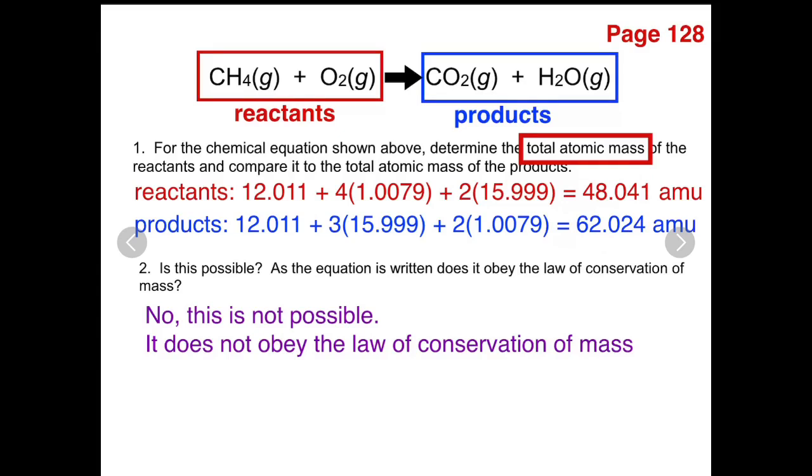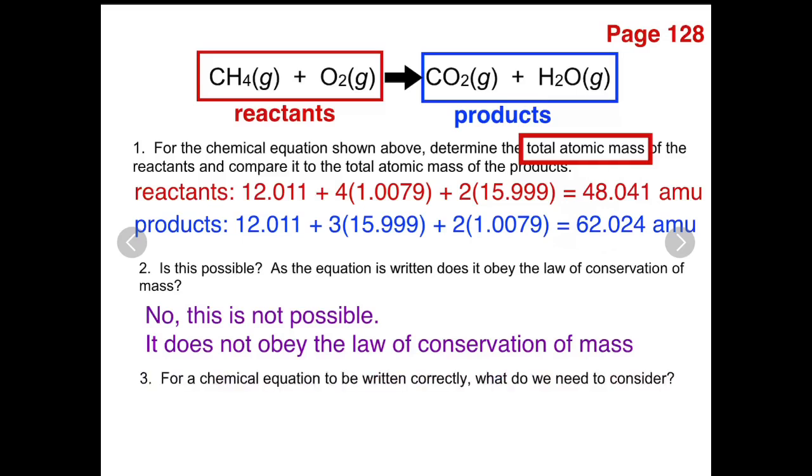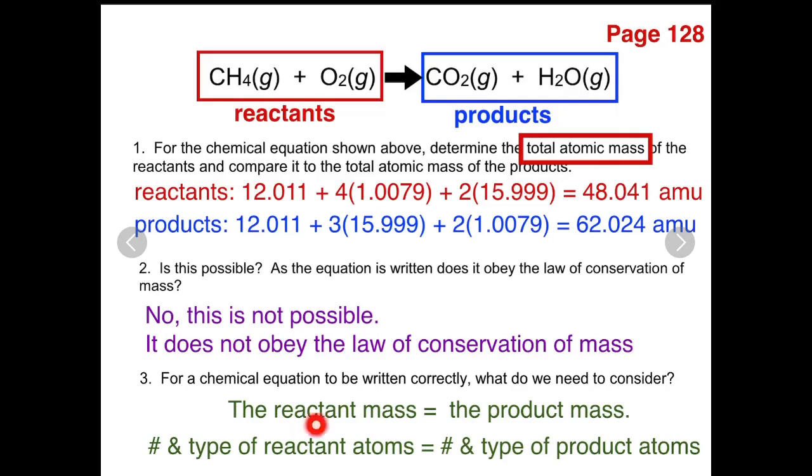It's impossible. So in this case, we need to write the correct chemical equation by making sure that both sides of the equation are balanced. What do we mean by both sides? You consider the reactants as one part, separated by the arrow, and it needs to equal the product part. The reactant mass needs to be equal to the product mass, so these two masses must be equal in order to follow the law of conservation of mass.